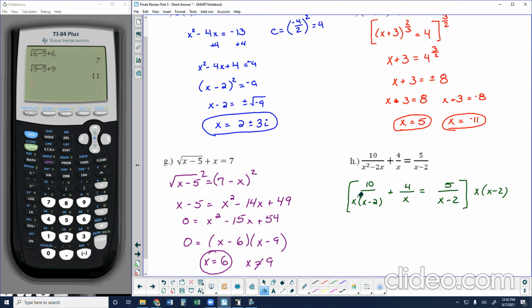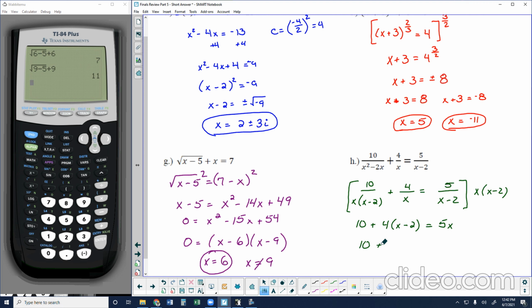So if I multiply this first term by the factors of the denominators, x and x minus 2, the x's would cancel, the x minus 2's would cancel, and I would be left with 10. Then plus, if I take the second term, 4 over x, and multiply it by x times x minus 2, the two x values would cancel, and so I would be left with 4 times x minus 2. Then equals, if I multiply finally the third term of the equation by x times x minus 2, the x minus 2's would eliminate, leaving me with 5 times x.